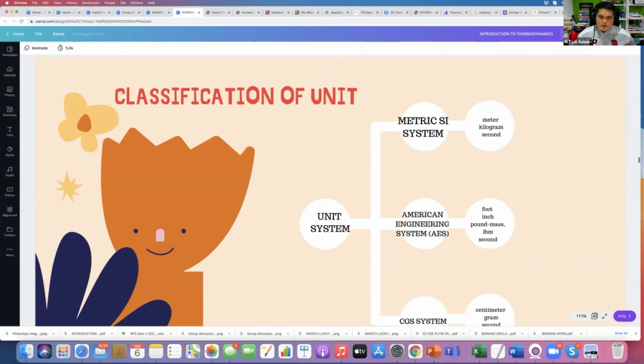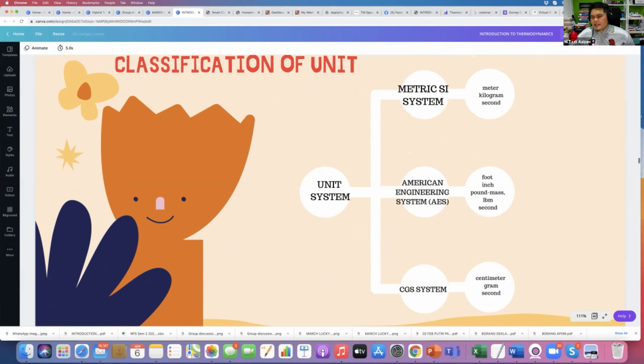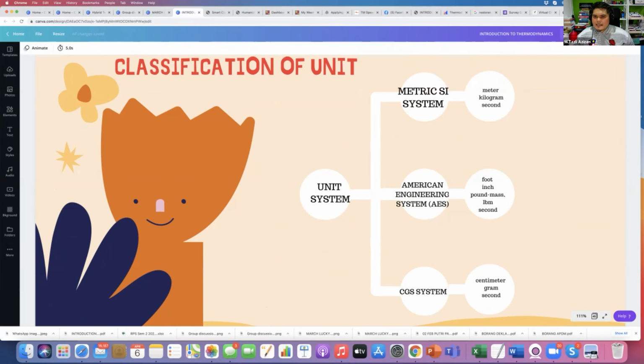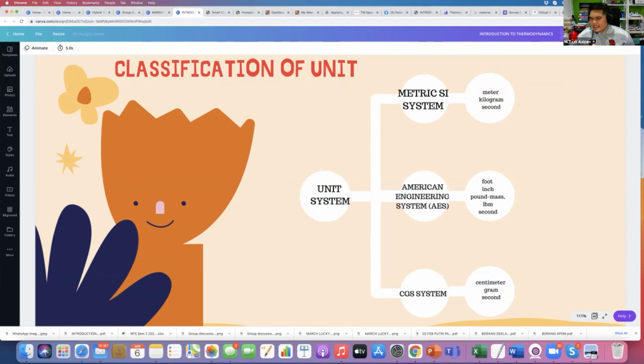So in this case, in the unit itself, they have three types of unit system. One is what we call the metric SI system, which is in meter, kilogram, and second. And then you also have what we call the American Engineering System, AES, where you have slightly different units, okay, which is in foot, inch, pound mass. Pound mass is LBM. And then you also have second, which is similar with this one. And then you have CGS, centimeter, gram, second. This is also another system.